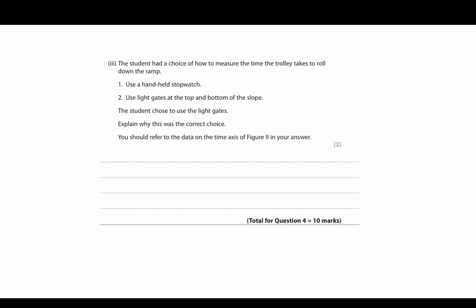It then says the student had a choice of how to measure the time the trolley takes to roll down the ramp. And they've got a handheld stopwatch, or they could use light gates at the top or the bottom. They chose to use light gates because they're not idiots. So explain why this was the correct choice.